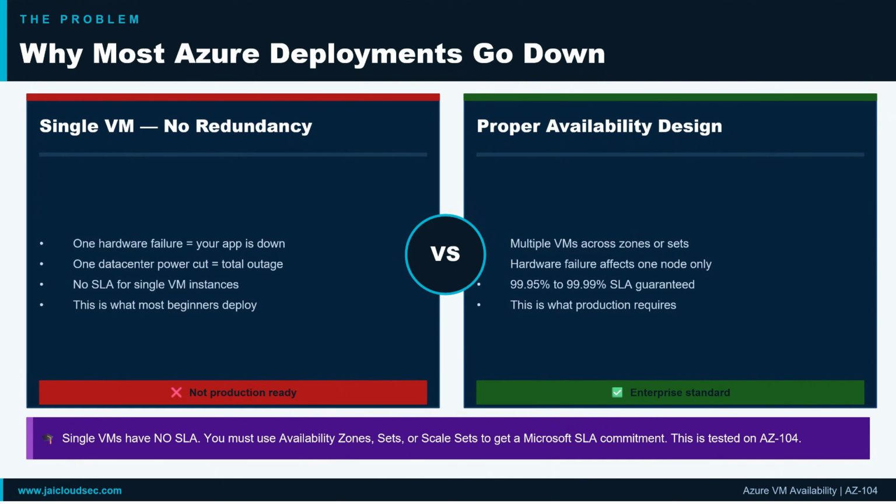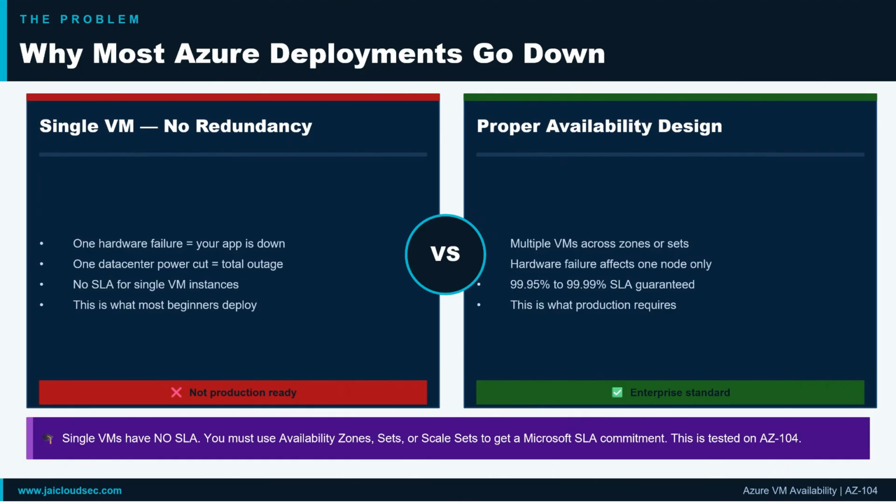In production, this matters. A 99.99% SLA means your app can only be down for about 52 minutes per year. 99.95% means about 4.5 hours. The right choice depends on your workload.